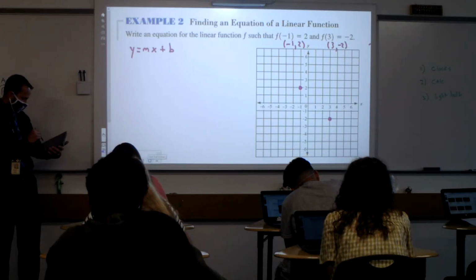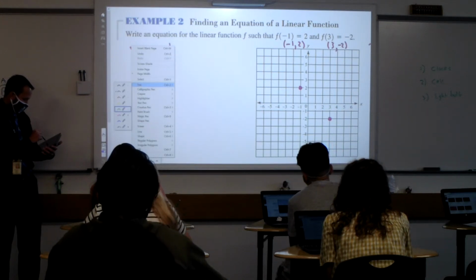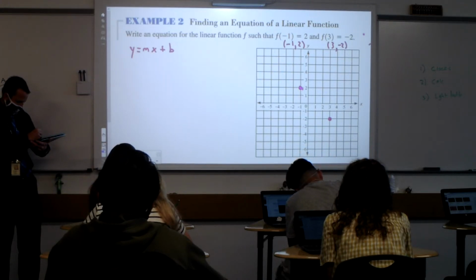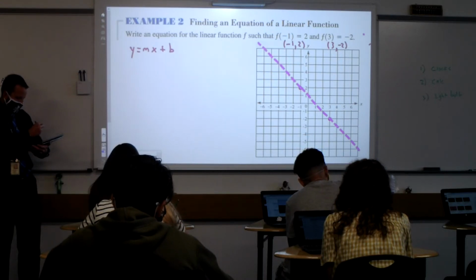What I'm going to do is try to connect those dots. I'm not the greatest artist, but I'll do my best here. So I believe if I were to connect this, it's going to look something like that. Does that look about right?